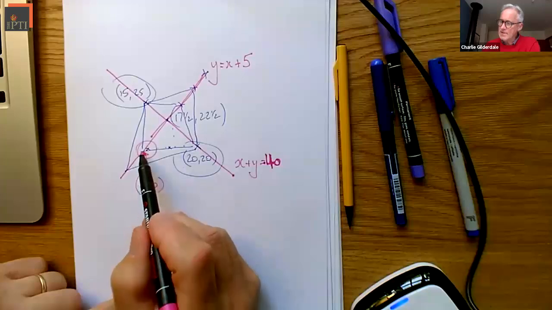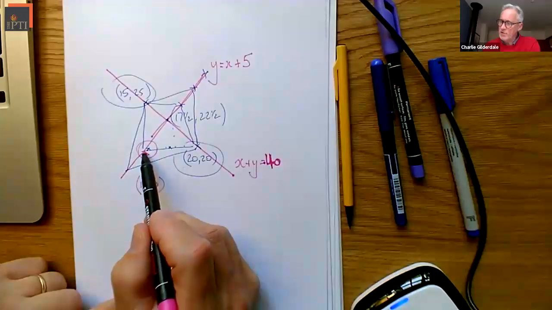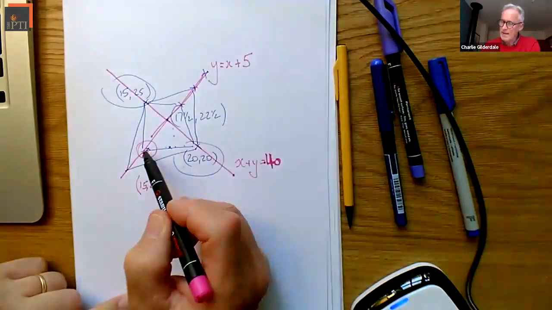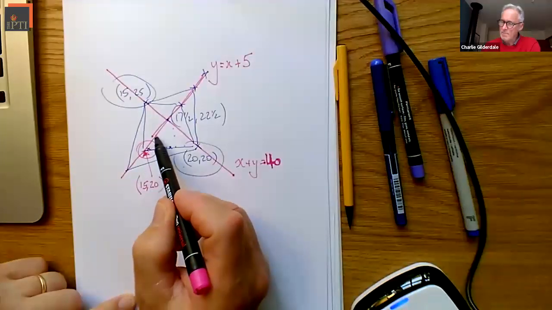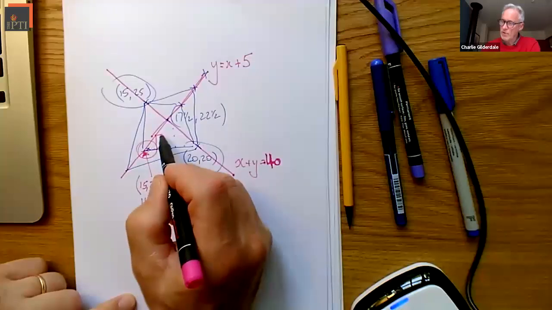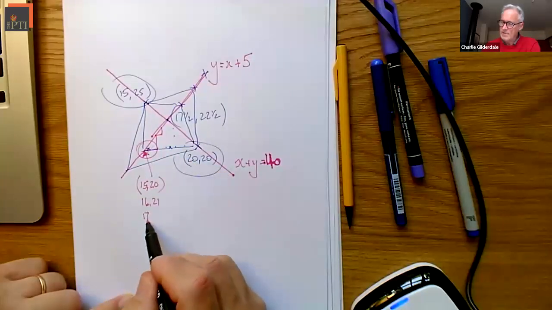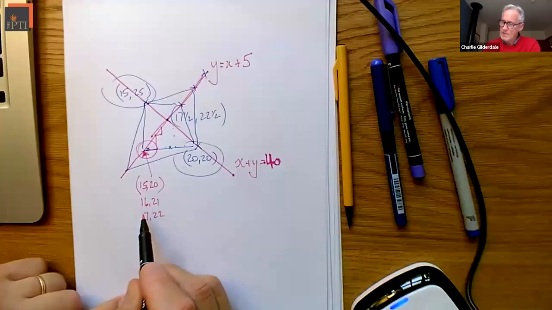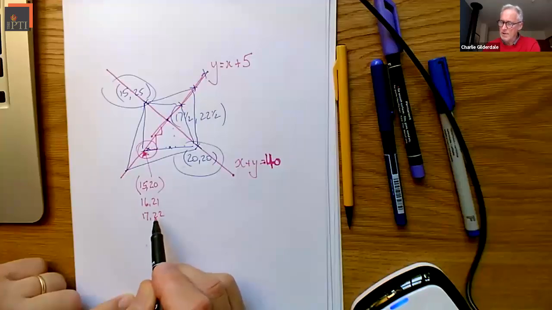And this idea that, well, if I'm going to go from 15,20 along this pink line, I can go one across and one up. And so I would get to 16,21 and another one across and another up, and I'd get to 17,22. And I'm increasing my X coordinate by 1 and my Y coordinate by 1.